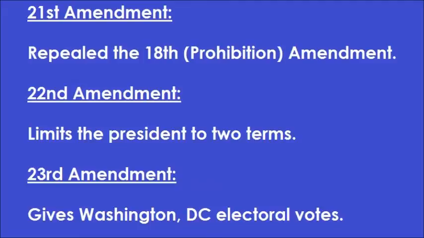The 22nd Amendment limits a president to 2 terms. This was ratified in response to Franklin Roosevelt being elected 4 times and serving as president for 12 years between 1933 and 1945. The 23rd Amendment grants electoral college votes to Washington, D.C. so that residents there could have a voice in the presidential election.